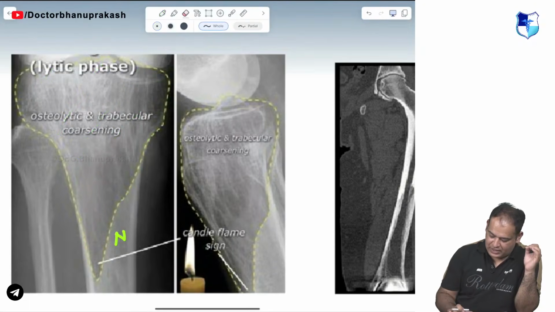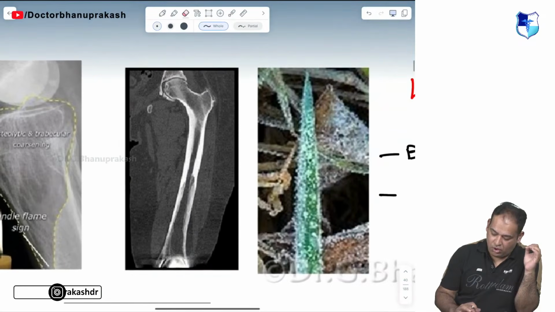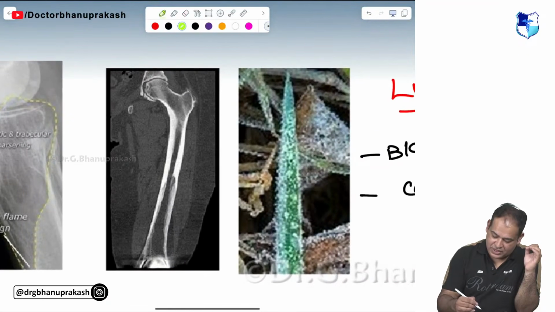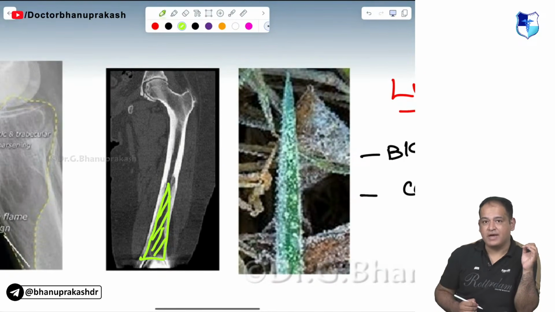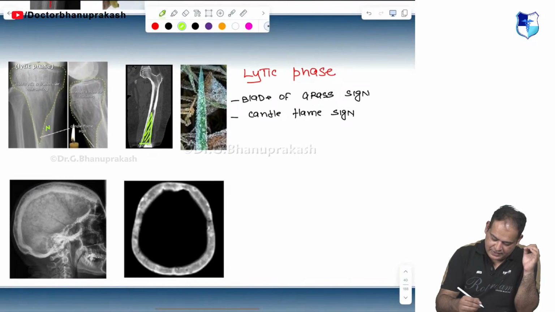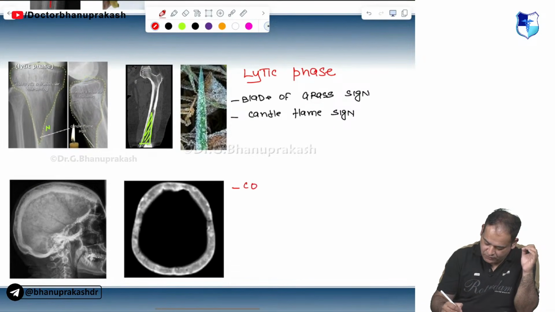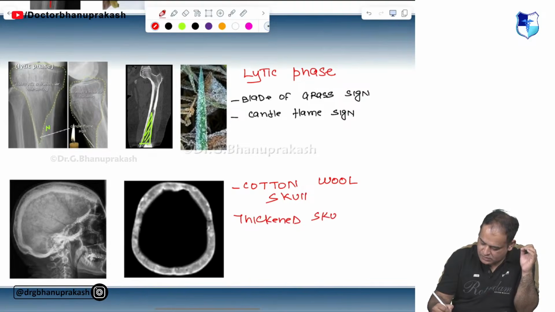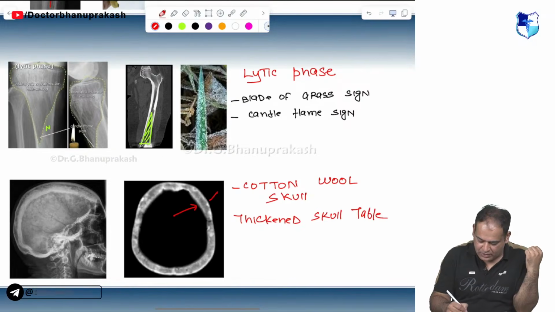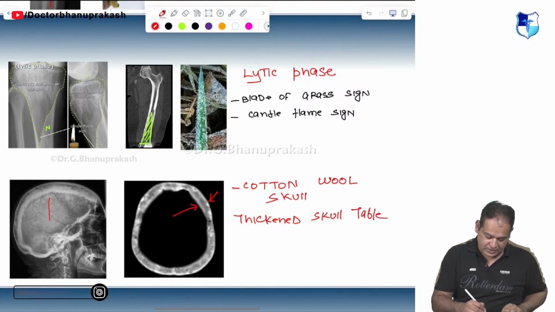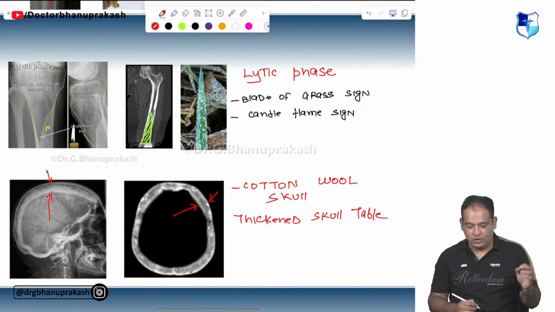So, this is called the candle flame sign or blade of grass sign. Blade of grass sign, right? Now, in the next phase, what do we get to see? We get to see cotton wool skull, that is, thickened skull table. Cotton wool skull, thickened skull table.